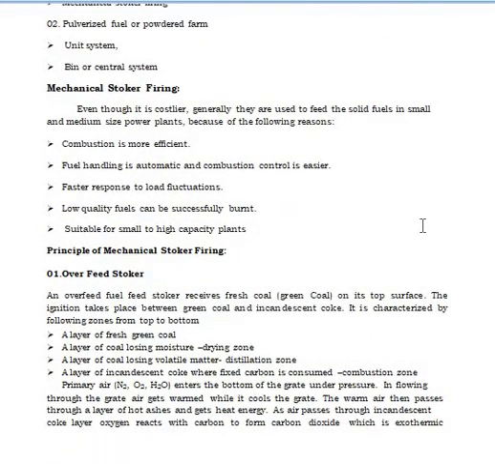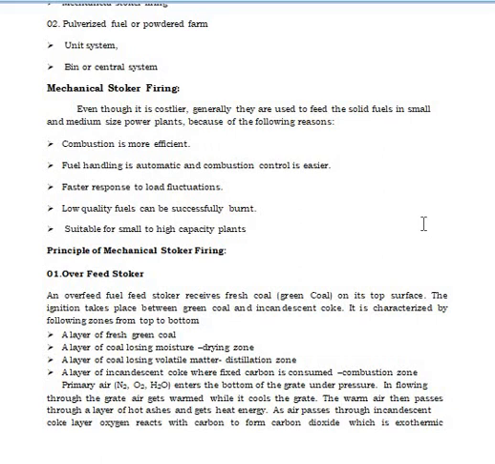You all can see on the top surface the green coal, or it receives fresh coal. The ignition takes place between the green coal and incandescent coke. It is characterized by the following zones from top to bottom: a layer of fresh green coal, a layer of coal losing moisture, a layer of coal losing volatile matter, that is the distillation zone, and a layer of incandescent coke where fixed carbon is consumed.